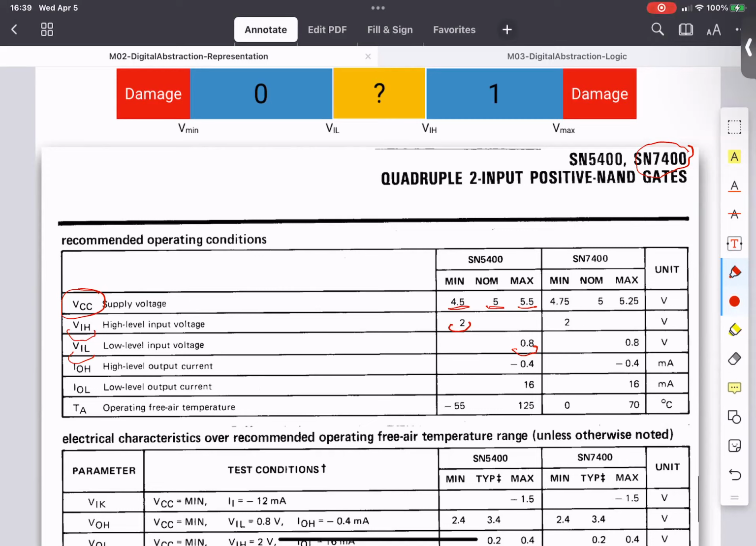Other parameters have to do with what temperature it can operate. So this is saying the circuit is good to go as long as the ambient temperature is between -55 and 125 Celsius, and so on and so forth.